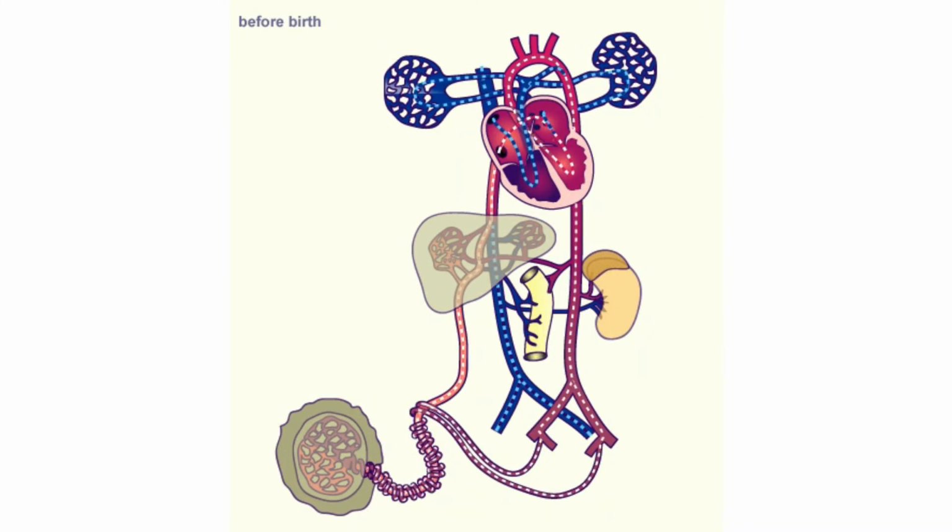Now we're going to talk about fetal circulation. In animals that give live birth, the fetal circulation is the circulatory system of a fetus. The term usually encompasses the entire fetal-placental circulation, which includes the umbilical cord and the blood vessels within the placenta that carry fetal blood.